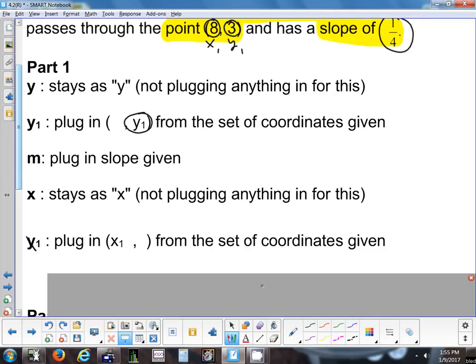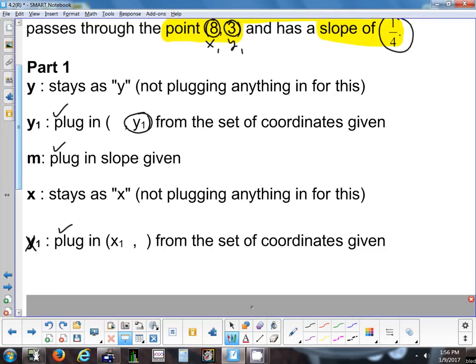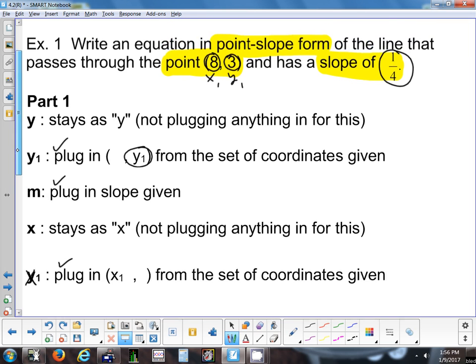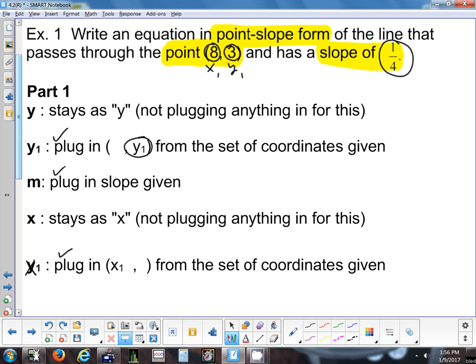Did everybody change that last one to an x1 instead of y1? Okay, make sure that's an x1. Okay, so two of the things that you plug in, this one and this one, you have to look at the coordinate. Okay, the third thing you have to plug in, you have to look at the slope. Okay, any questions on that?